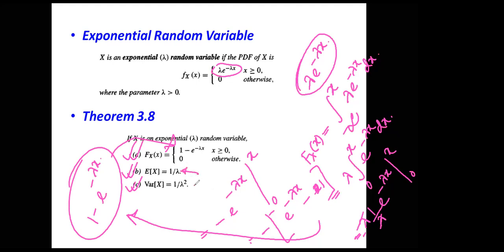E of x, variance of x. We just follow the rules. E of x is the integration of x fx dx like this, and then x square, then variance will be E of x square minus E of x whole square. We can do it, isn't it? Yes, sir. We can do it. All right. Then remember one thing.